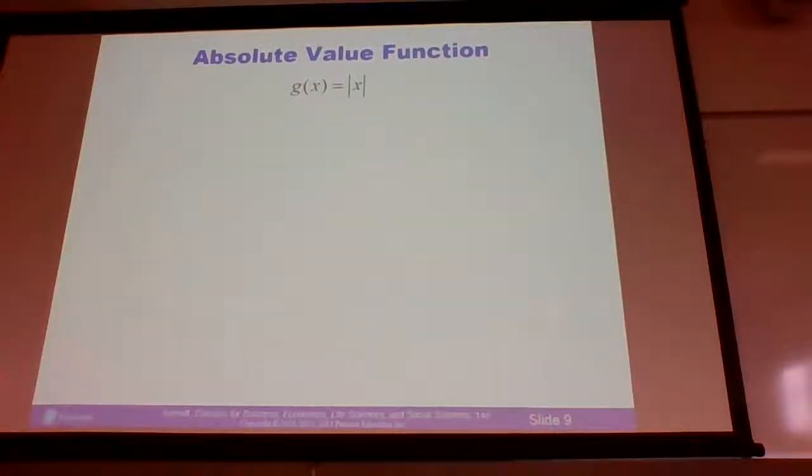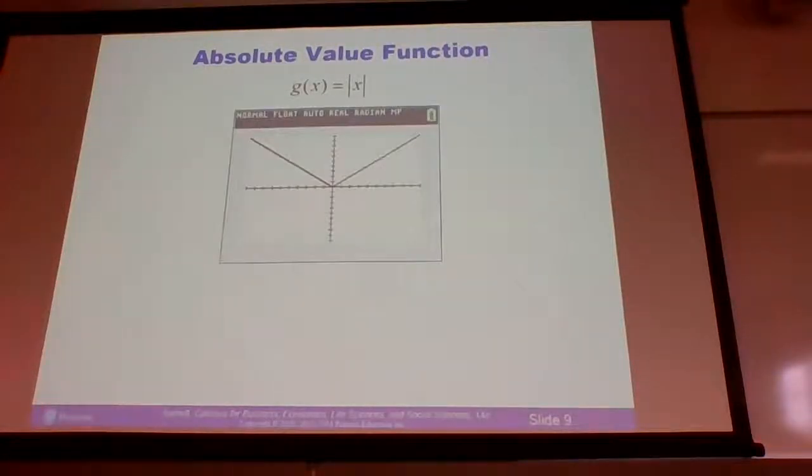Absolute value has a V shape. And again, go up, down, wide, narrow. When you see absolute value, those are the shapes.